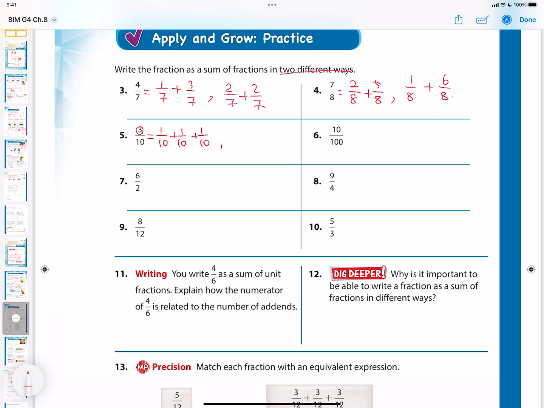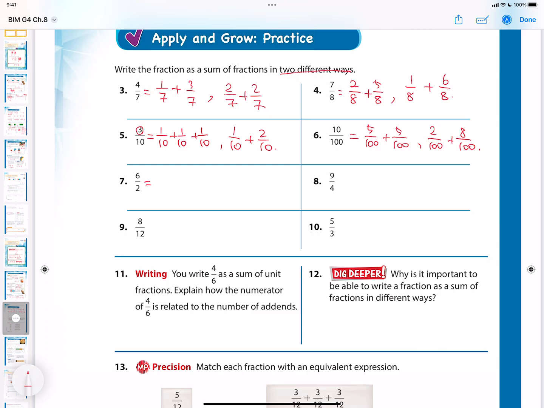Okay, and the second one is what? 1 over 10 plus 2 over 10. This is equal to 5 over 100 plus 5 over 100. Or I can do 2 over 100 plus 8 over 100. Any number that you can work on, okay?